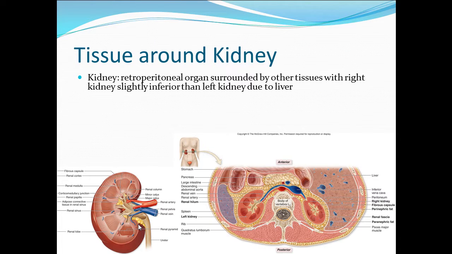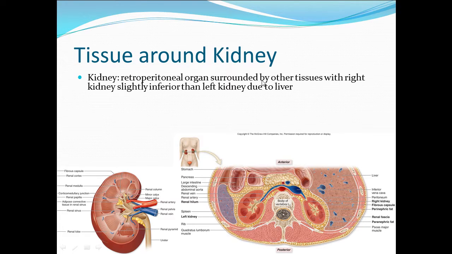There are tissues that surround the kidneys. The kidneys themselves are retroperitoneal organs. What does retroperitoneal mean again? Behind the peritoneum. Exactly. So on one side it's potentially covered by the peritoneum, but the other sides are not.